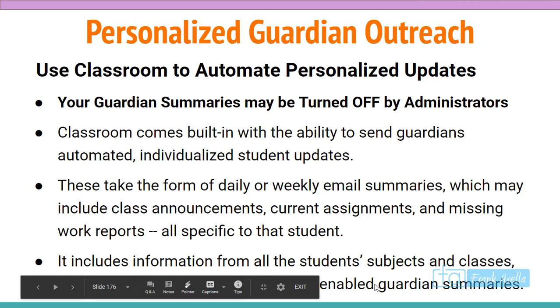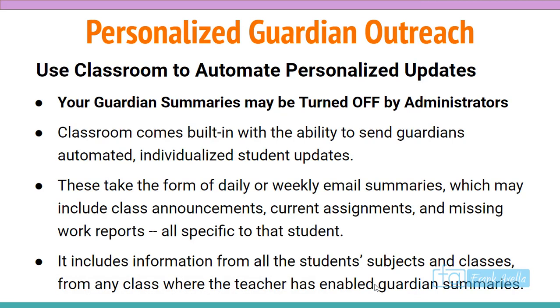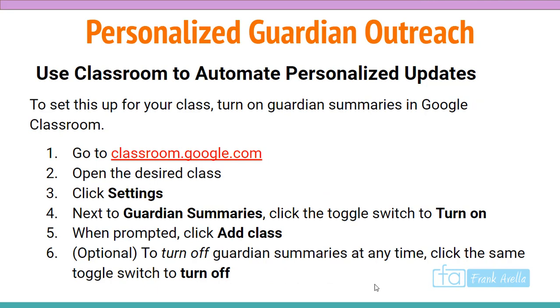It's in the settings. I think it's in a video in the next unit or an earlier video. But you would just go in Google Classroom to that little gear icon on the top right, go down, and click guardian summaries on or off. To set this up for your class, turn on guardian summaries in Google Classroom. So it's just telling you what I just said.